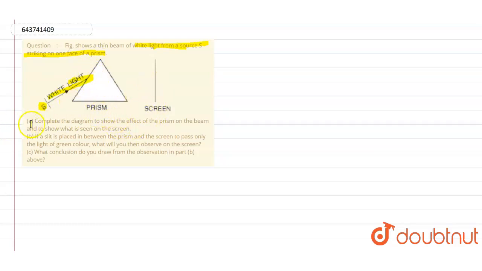So the question A is given that complete the diagram to show the effect of prism on the beam of white light and to show what is seen on the screen. Okay, so the question B is given that if a slit is placed between the prism and the screen to pass only the light of green color, what will you observe on the screen? Okay, so the question C is given that what conclusion do you draw from the observation in part B above? Okay, this is the question that he has given.